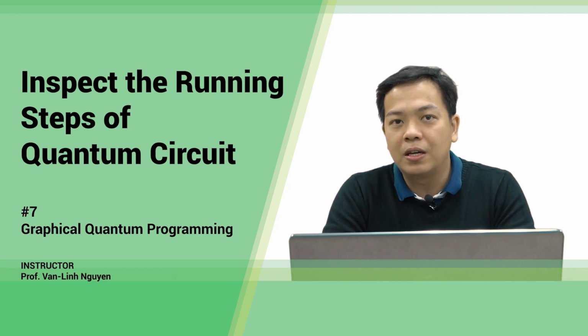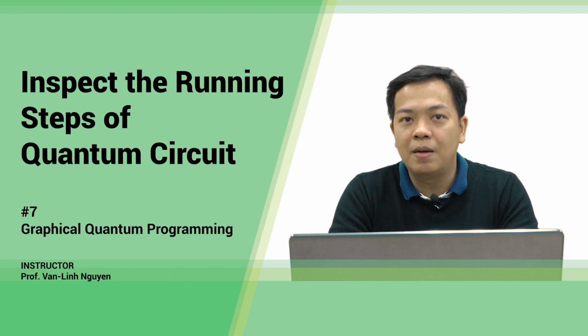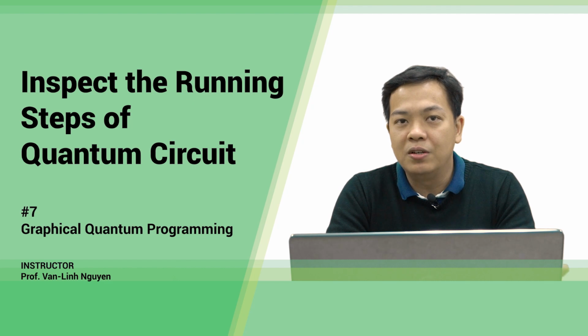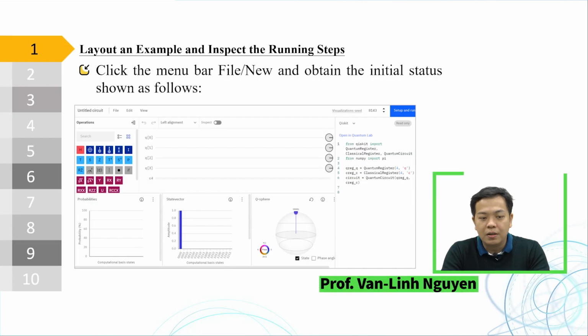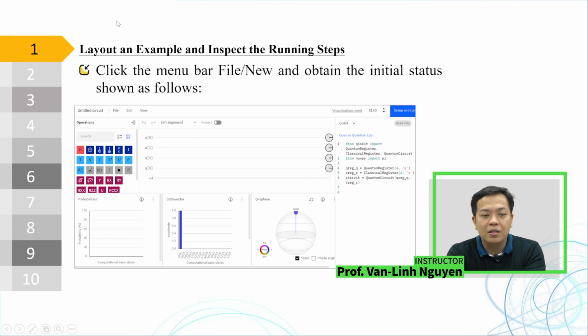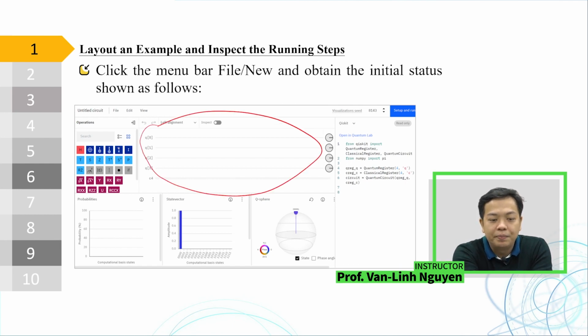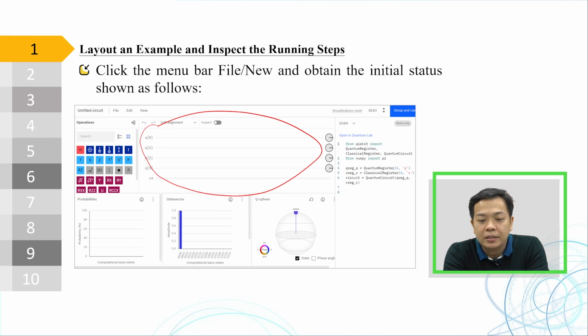So today is about how you can inspect step by step when you run a piece of code. The first time, you can see this example layout. When you create a new file, it is empty, right? Nothing there. And over here you can see the default system has 4 qubits, 0, 1, 2, 3. That's a total of 4 qubits, right?